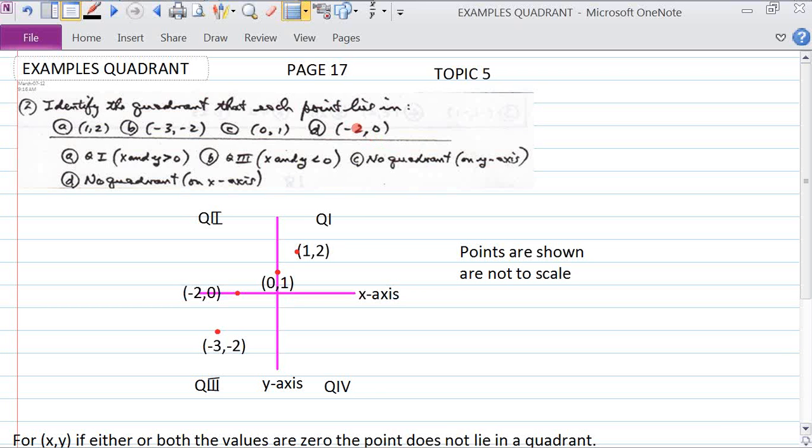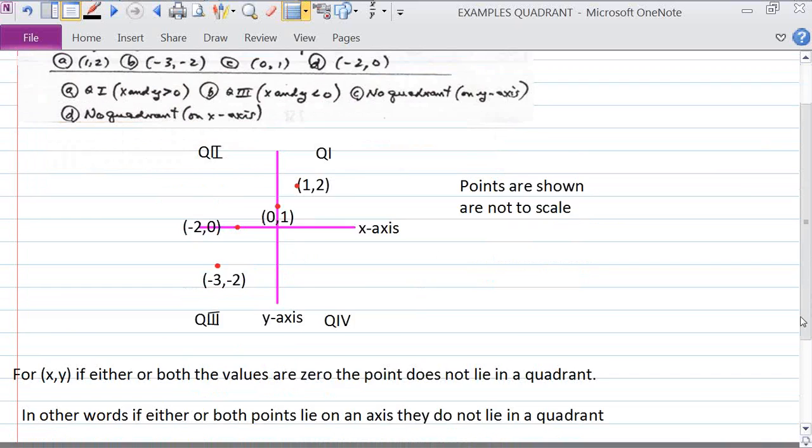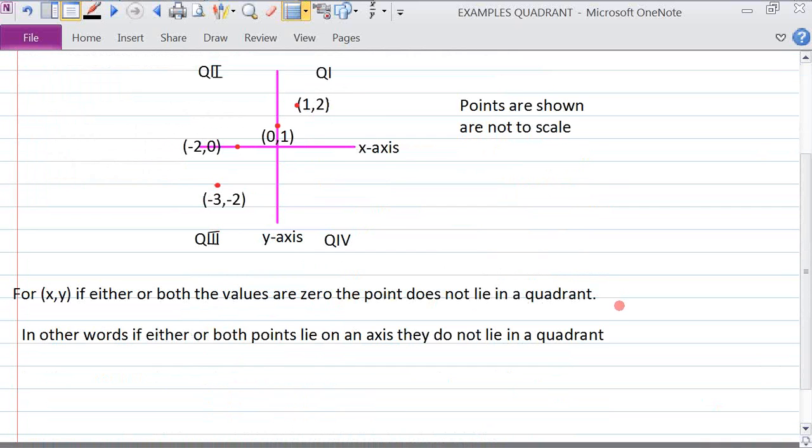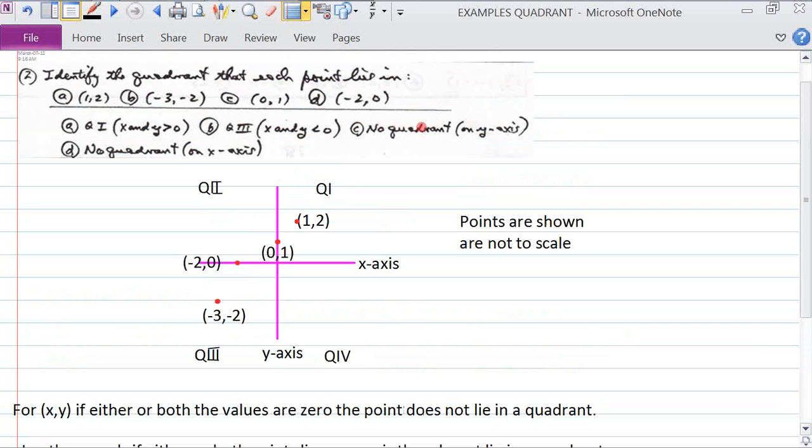So we see over here, x is -2 and y is 0. That's this point here. This lies on the x-axis. So this point does not lie within a quadrant. If a point lies on the x or the y-axis, it doesn't lie in any quadrant. And we see no quadrant in D, because it's on the x-axis, and no quadrant in C, because it's on the y-axis.